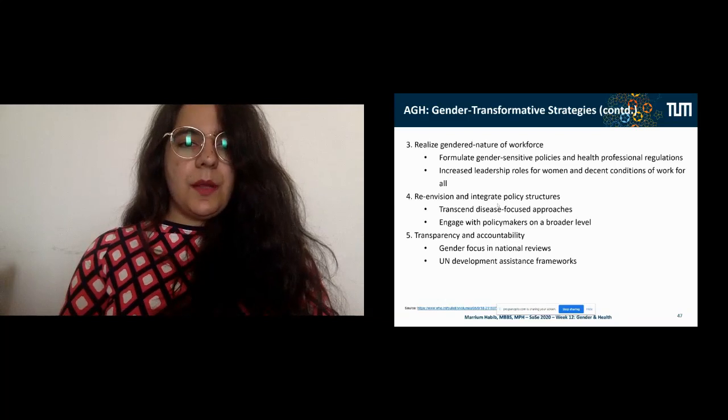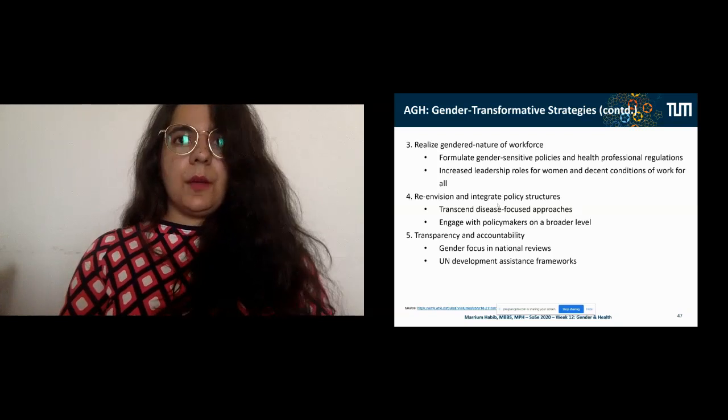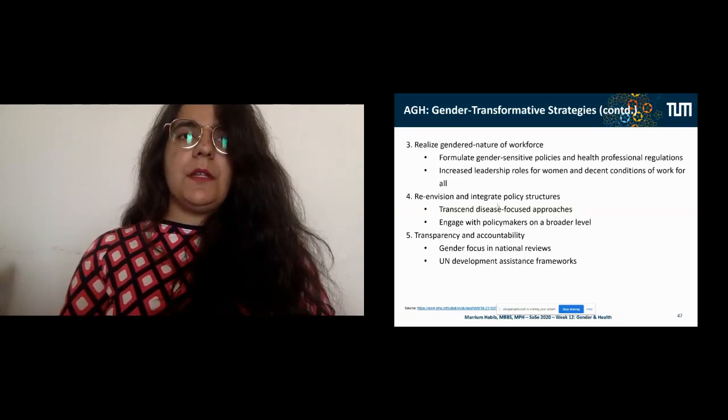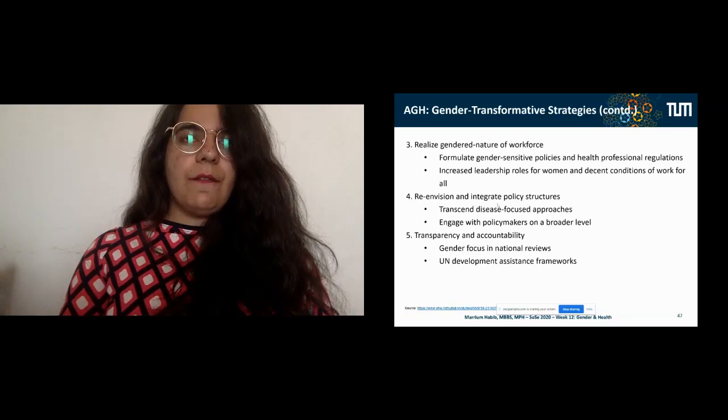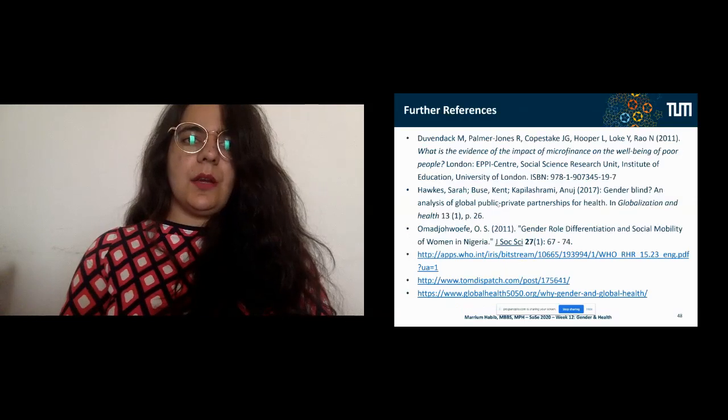Then there must be transparency and accountability. There can be agenda focus and national reviews in the UN Development Assistance frameworks. And the Global Health 50/50 report is just such a platform that can be expanded upon and can be contributed to when countries themselves have a commitment to have a gender focus and to have a gender lens on their policy, their practice, and their strategies.